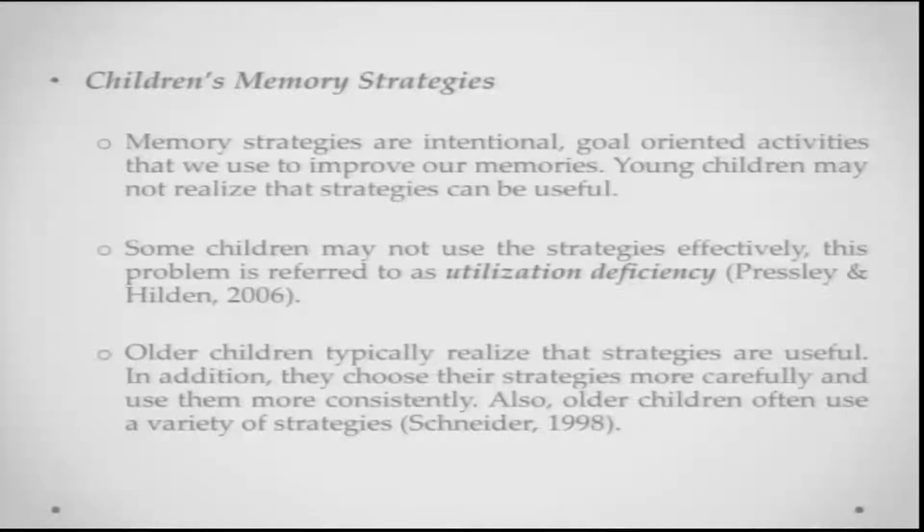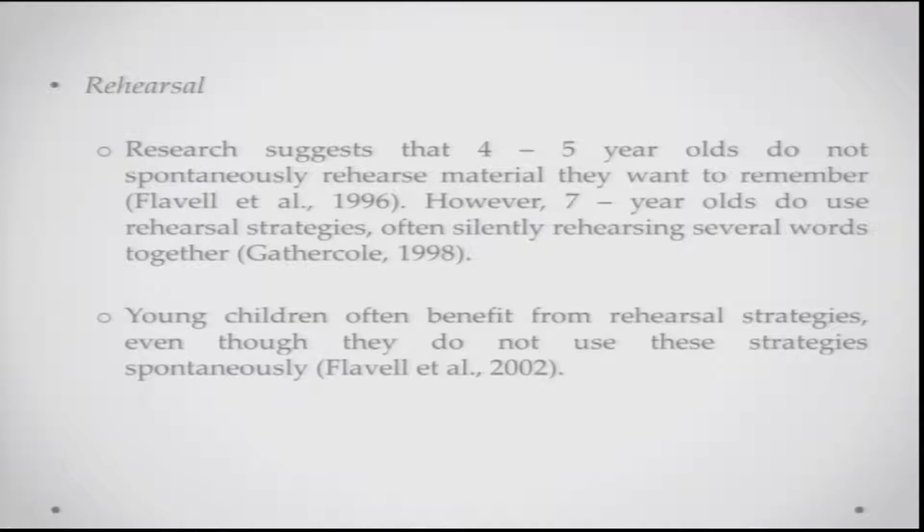Older children also often use a variety of strategies, so they can, as I was saying, choose between the number of strategies available to them. Now, the amount of information that you will remember also depends upon the kind of rehearsal that you are going to engage in. Researchers suggest that 4 to 5 year olds do not really spontaneously rehearse material they want to remember. So, they do not really have this idea of strategy.